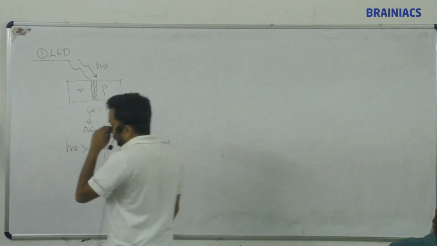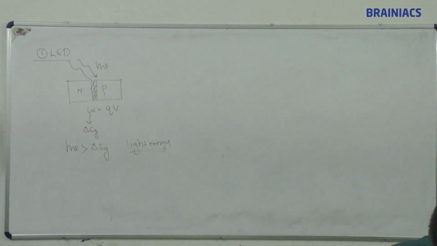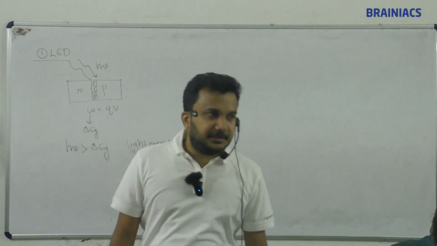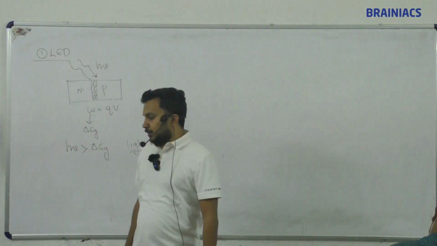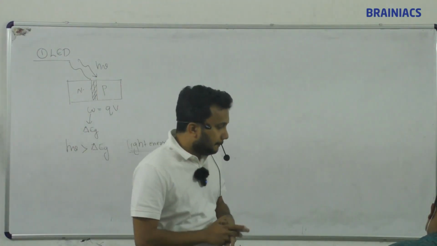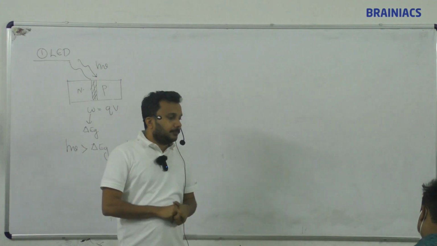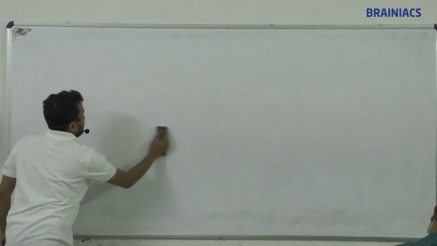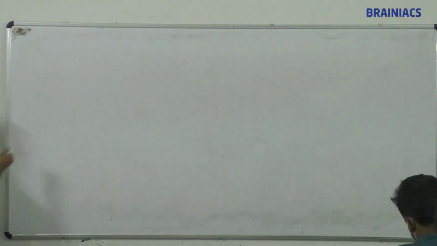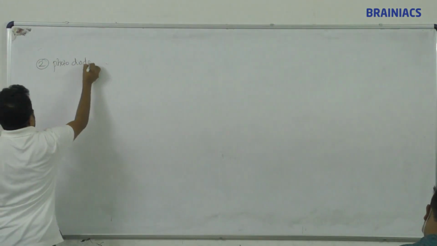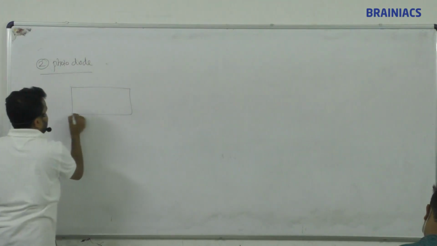Next one, photodiode. Just read it, some theoretical questions may come. What is a photodiode? A photodiode is working in reverse bias condition.